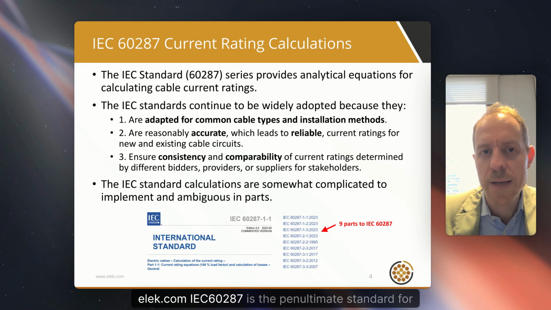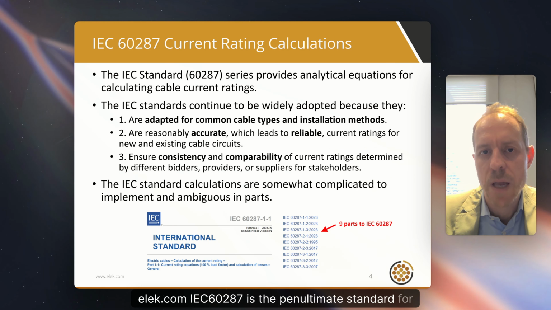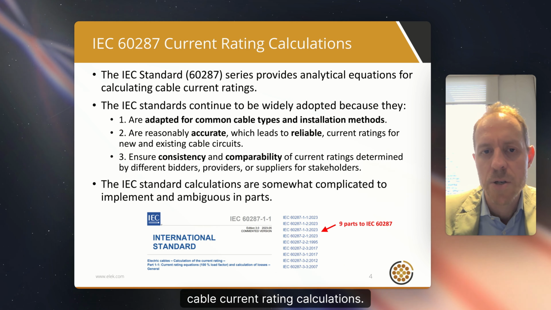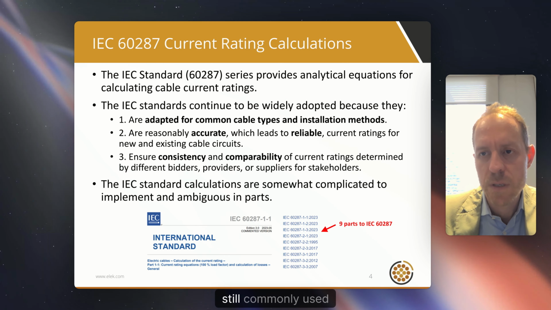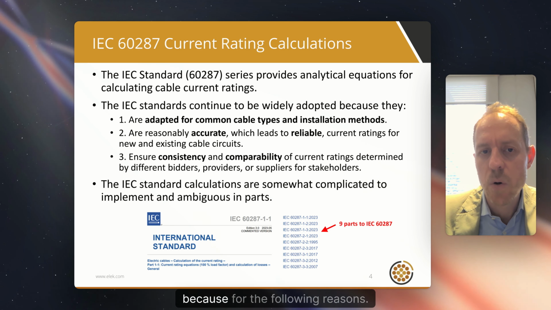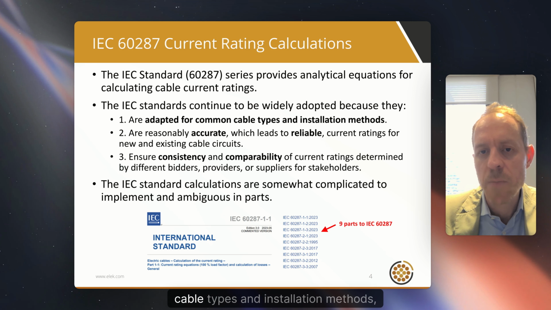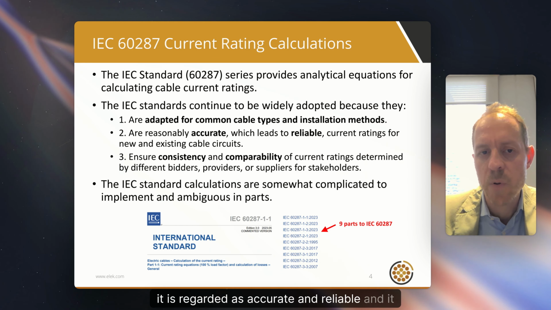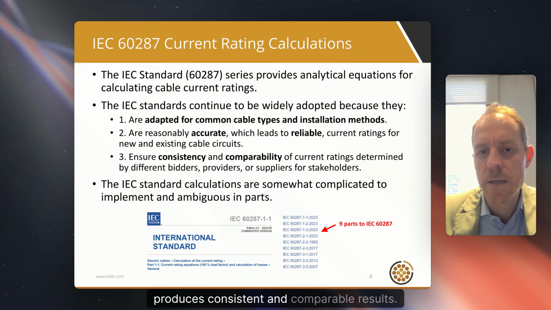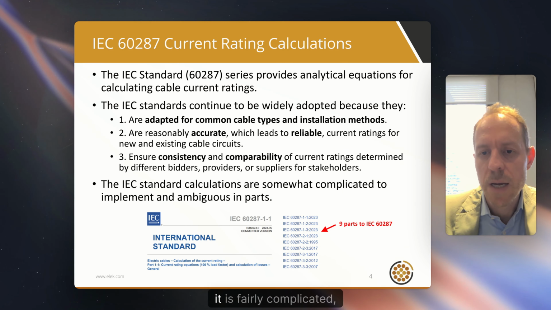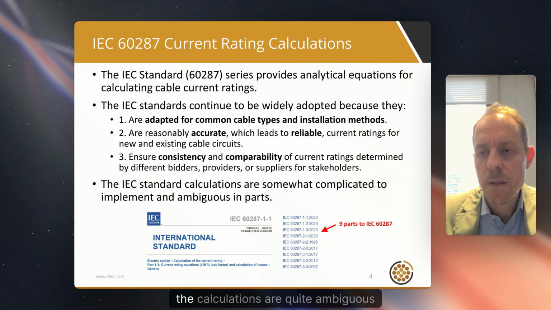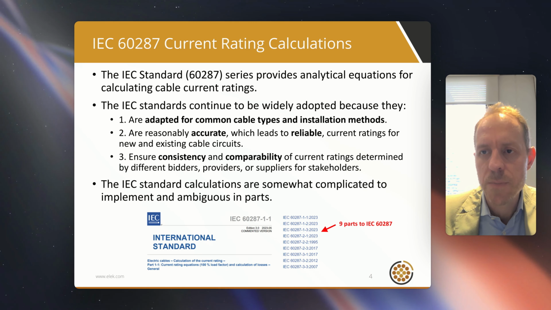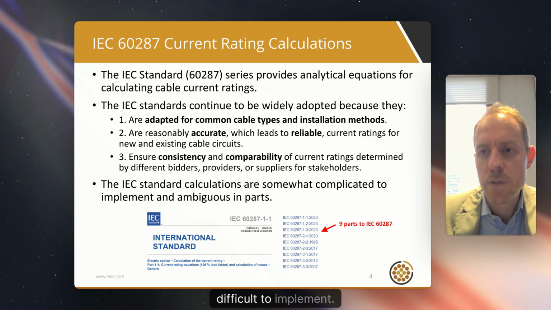IEC 60287 is the penultimate standard for cable current rating calculations. It is still commonly used for the following reasons: it can be adapted to common cable types and installation methods, it is regarded as accurate and reliable, and it produces consistent and comparable results. There are 9 parts to the standard. It is fairly complicated. The calculations are quite ambiguous and difficult to implement.